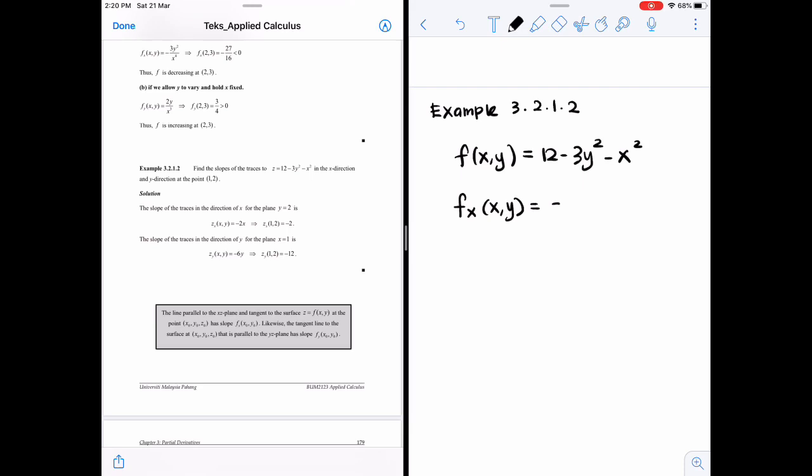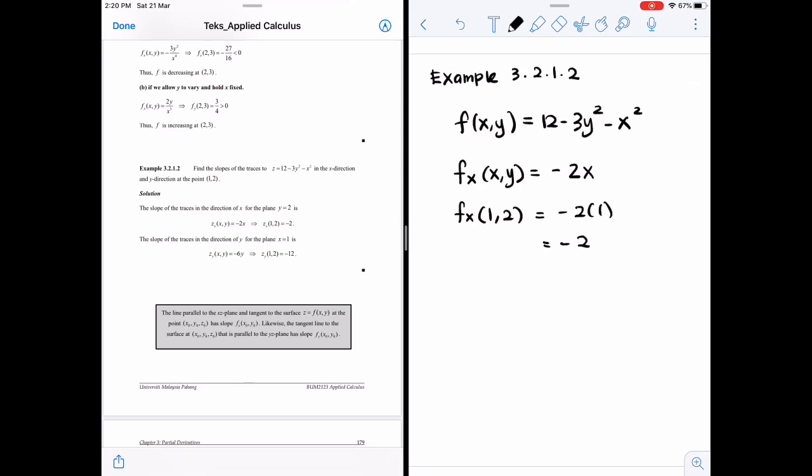We will consider y as a constant, so we will have negative 2x. Okay, so at point (1, 2), our partial derivative with respect to x becomes negative 2 times 1, equal to negative 2. So this is the slope of z in the x direction at point (1, 2).